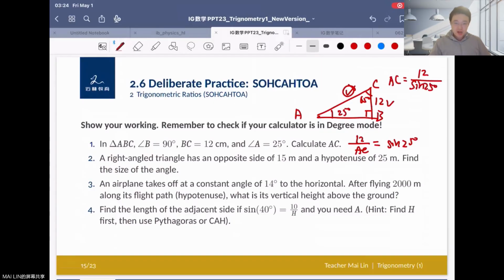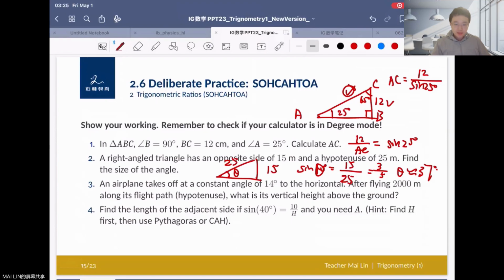For the second problem, a right angle triangle has an opposite side of 15 meters and a hypotenuse of 25 meters. So the opposite side is 15, the hypotenuse is 25, and we calculate the angle theta. Sine theta equals the opposite side 15 over the hypotenuse 25, which is 3 over 5. So theta is approximately 37 degrees. That is the second problem.